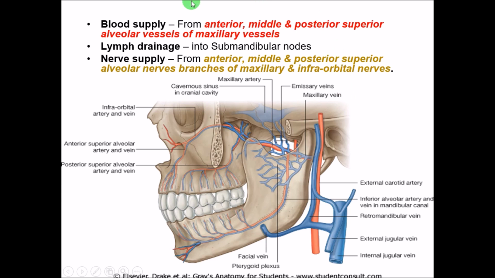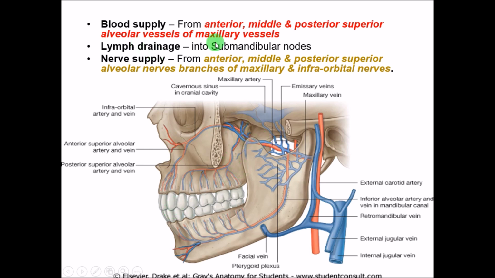Coming to the blood supply of this maxillary sinus: the anterior, middle as well as posterior superior alveolar vessels. Here they have shown you the anterior superior alveolar vessels, and here are the posterior superior alveolar vessels, as well as the middle superior alveolar vessels. All will be supplied by the maxillary vessel. This is the maxillary artery, which will be supplying the anterior, middle as well as posterior superior alveolar arteries. Then the venous drainage will be by the similarly named anterior, middle as well as posterior superior alveolar veins, which will be draining into the maxillary vein.